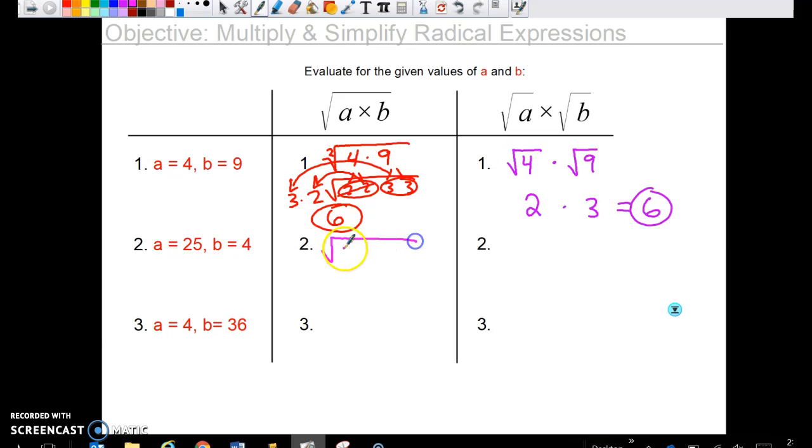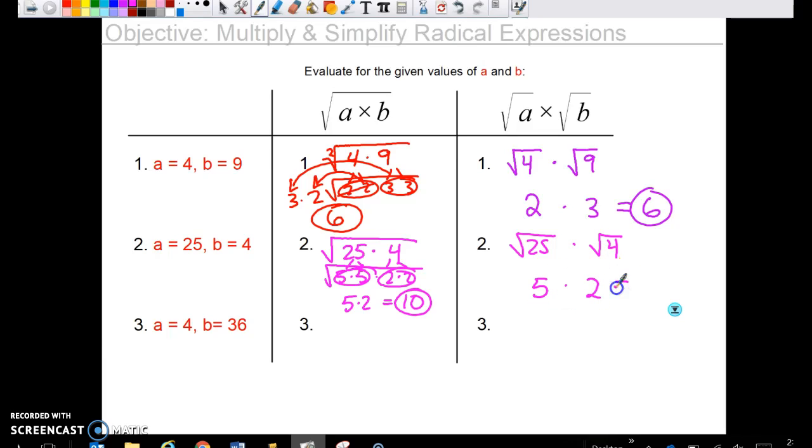If I have the square root of 25 times 4, now A is 25, B is 4. I break that down, it's 5 times 5 and 2 times 2. Then I get a 5 to come out and a 2 to come out. I have 5 times 2, which is 10. Nothing's left underneath the radical. How about the square root of 25 times the square root of 4? The square root of 25 is 5, the square root of 4 is 2. I get 10 again. Well, that's twice in a row. This might be onto something here.